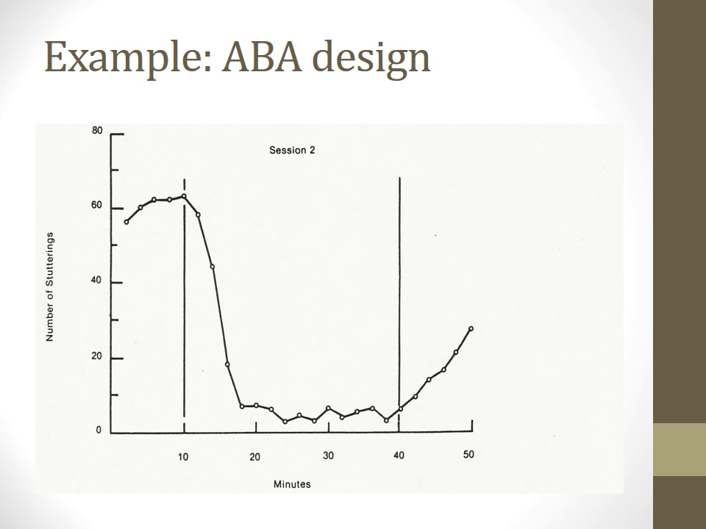Then with treatment in the second phase, or the B phase, the disfluencies decreased. And then when treatment was withdrawn in the second A phase, known as the withdrawal phase, the number of disfluencies increased. So we see that the line is trending back towards baseline, which was in that first A phase. So this is another classic ABA graph, which would show that treatment was effective in this case.